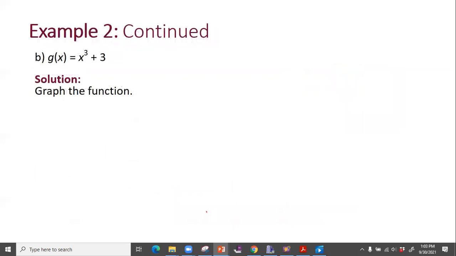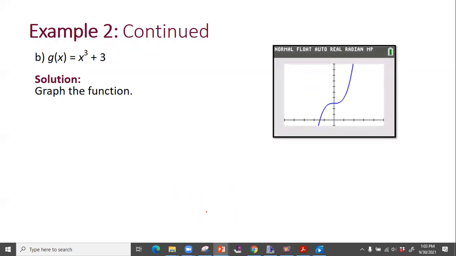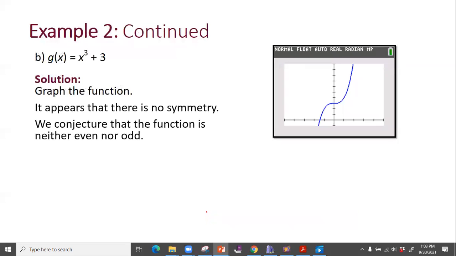Okay. So here we have x cubed plus 3. And we are conjecturing that it's odd because its power is what? The highest power is odd, right? So we're assuming that it's going to be odd. So we're going to check it graphically. I check it graphically, and there's a little hiccup. It doesn't rotate through the origin. So it's not odd.